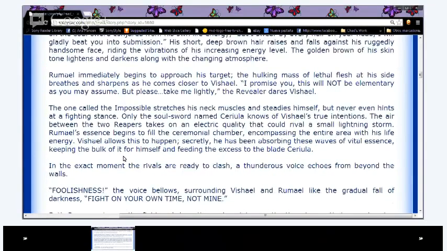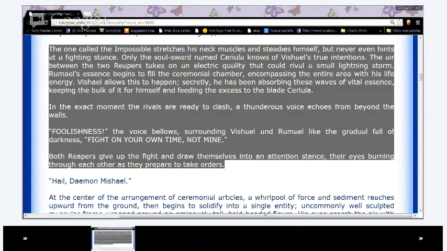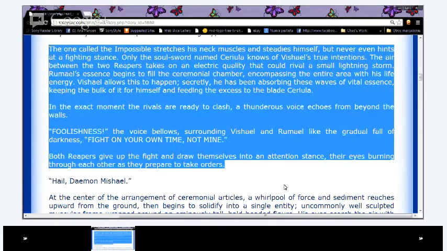Yes. And Patricia, let me have you continue and read the next four paragraphs, please. The one called the impossible stretches his neck muscle and steadies himself, but never even hints at a fighting stance. Only the soul's word, Cerula, knows of Vishal's true intentions. The air between the two reapers takes on an electric quality that could rival a lightning storm. Rommel's essence begins to fill the ceremonial chamber, encompassing the entire area with his life energy. Vishal allows this to happen. Secretly, he has been absorbing these waves of vital essence, keeping the bulk of it for himself and feeding the excess to the blade Cerula.